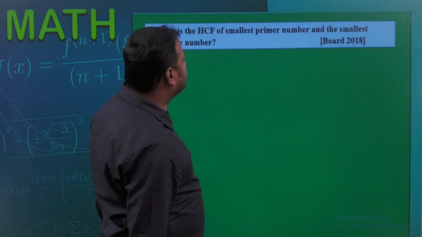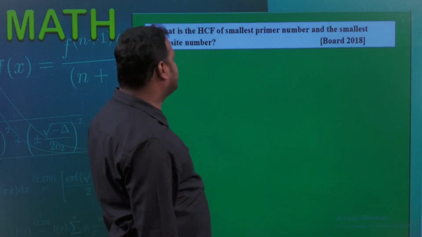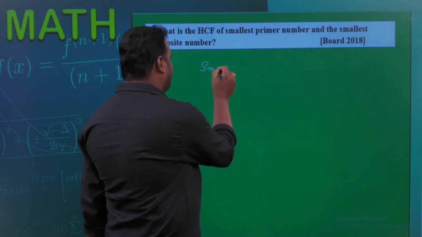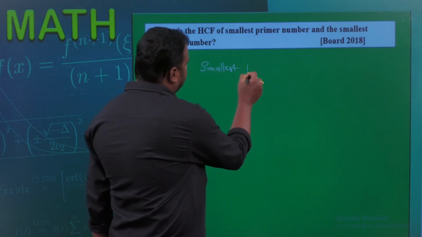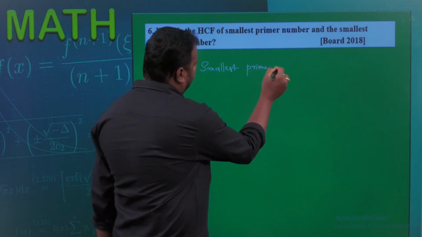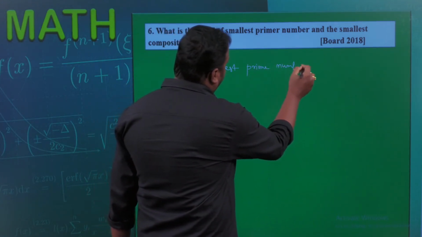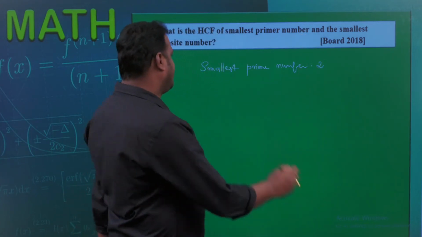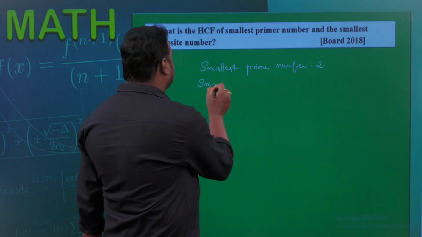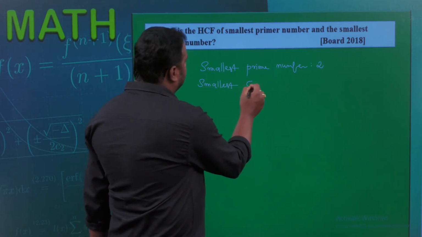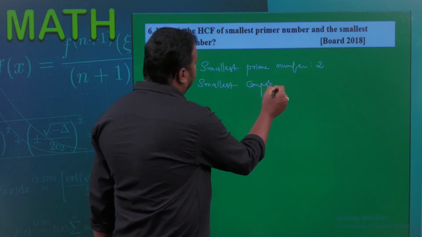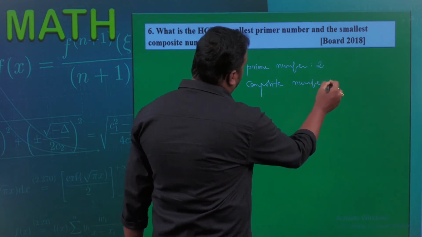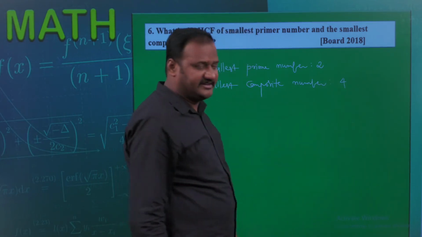What is the HCF of the smallest prime number and the smallest composite number? So what is the smallest prime number? The smallest prime number is going to be 2. And what is the smallest composite number? The smallest composite number, in the sense of a single digit composite number, is 4.